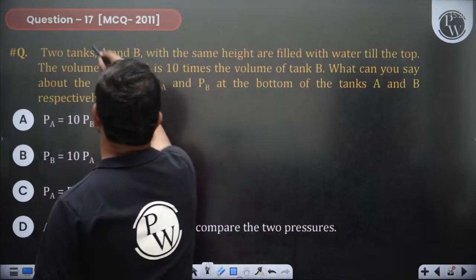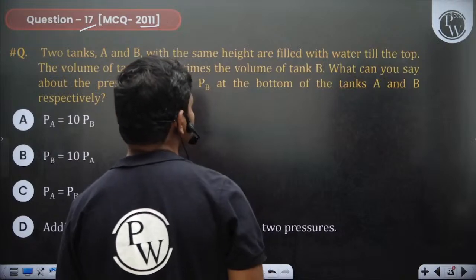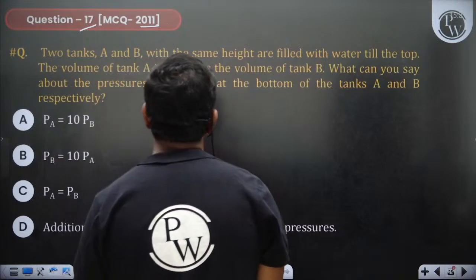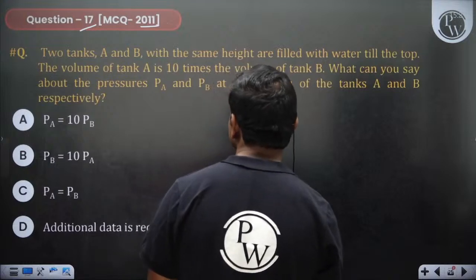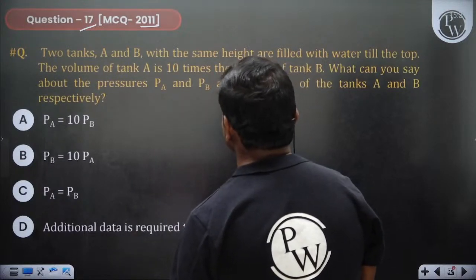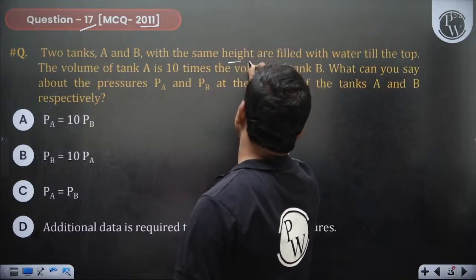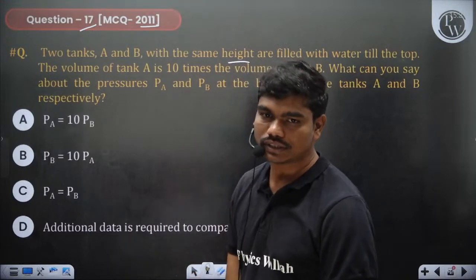17th question, 2011. Two tanks A and B with same height are filled with water till the top. The volume of tank A is 10 times the volume of tank B. What can you say about the pressures PA and PB at the bottom of the tanks A and B respectively? Tell me, what is this?